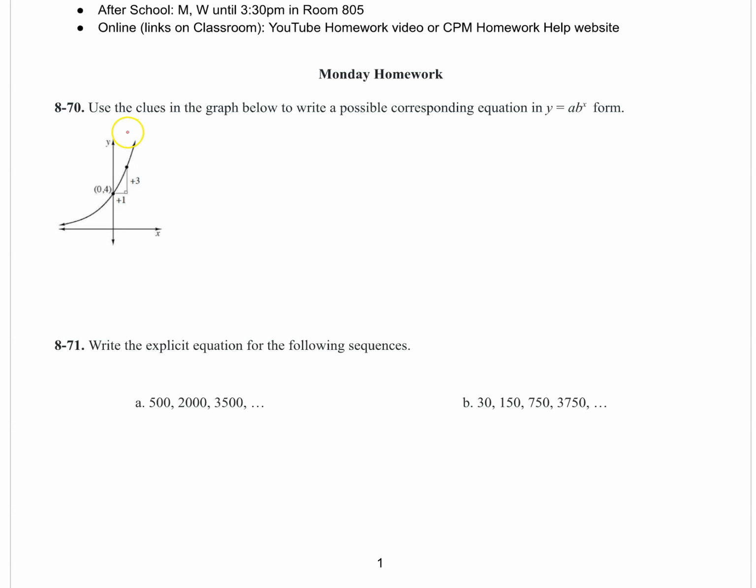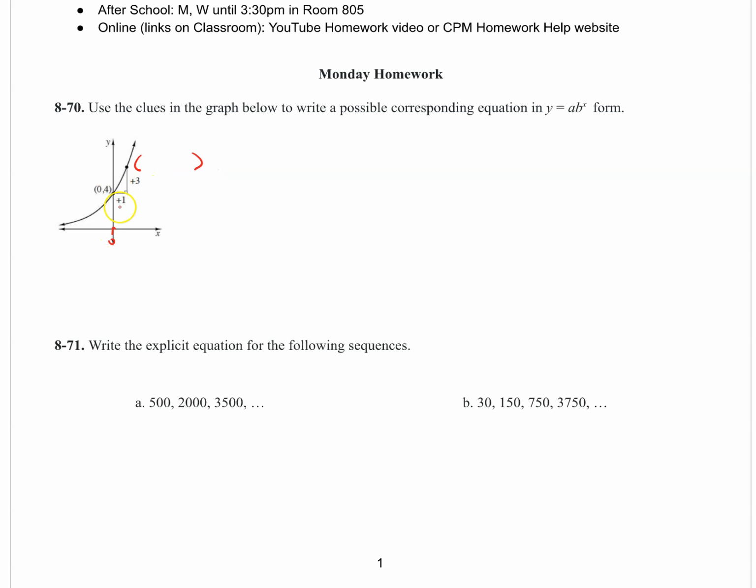8-70. Use the clues in the graph below to write a possible corresponding equation in y equals a times b raised to the power x form. Here is our graph, and this is not a slope, it just tells you the coordinates of the next point.